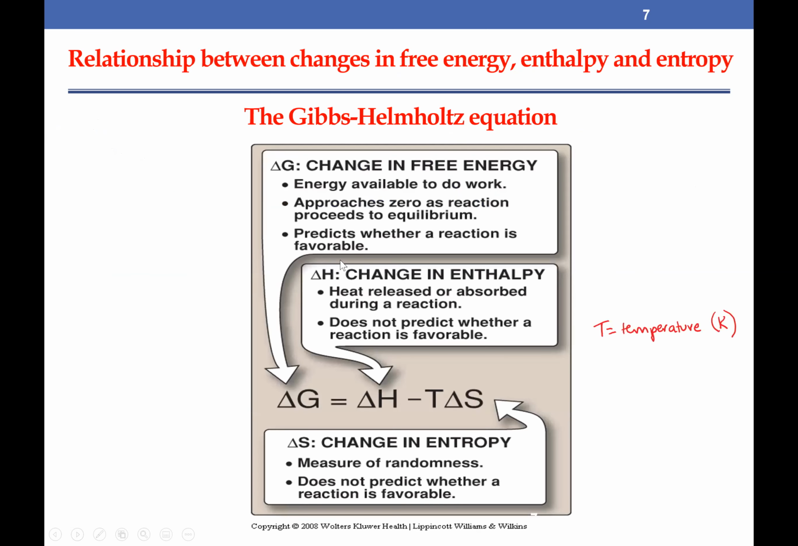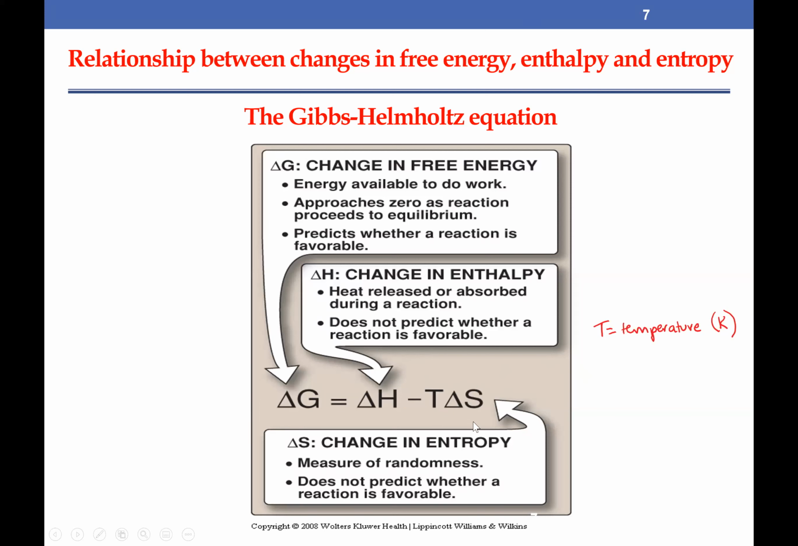Now, the relationship between Gibbs free energy and some other entities is going to be talked about. So let's look at this equation first, the Gibbs-Helmholtz equation. Delta G is equal to delta H minus T delta S. Delta H is enthalpy. So a change in enthalpy tells us whether heat is going to be released or absorbed during this reaction. And T is temperature, which is going to be in Kelvin for this equation. Delta S is change in entropy.